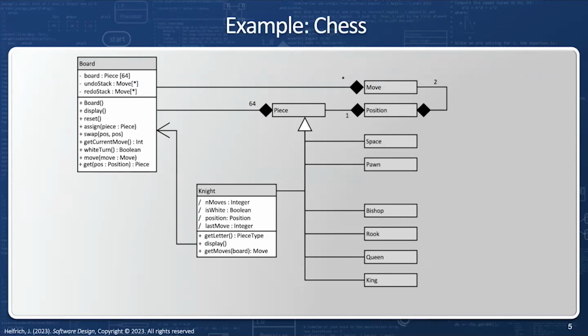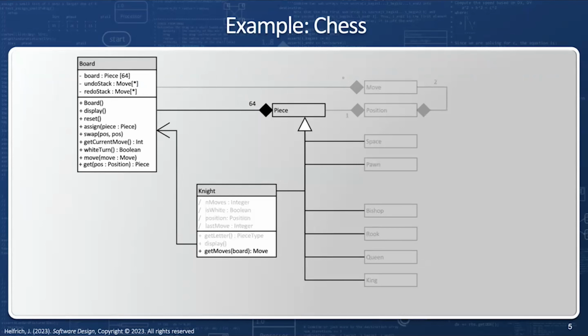What I like to do is I want to focus on the knight. The knight really only has 3 methods: get letter, display, and get moves. But particularly, I want to create a unit test only on get moves. So get moves is going to depend upon board. So what I really want to do is only test get moves with my unit test.